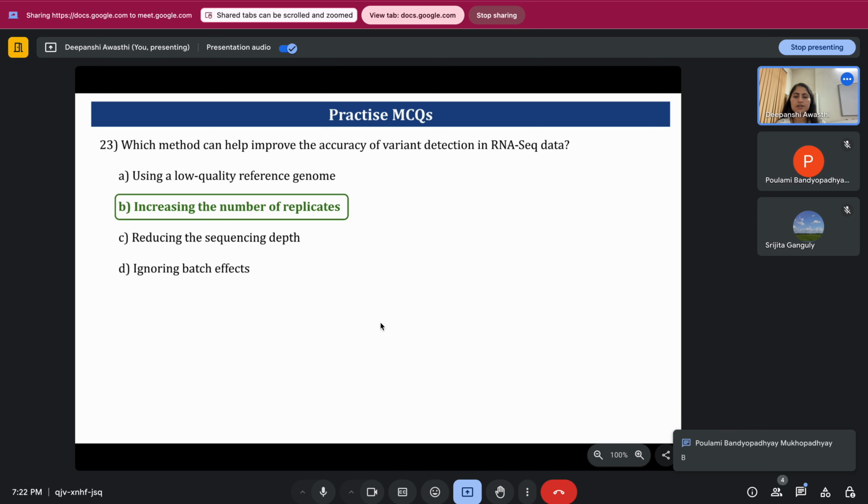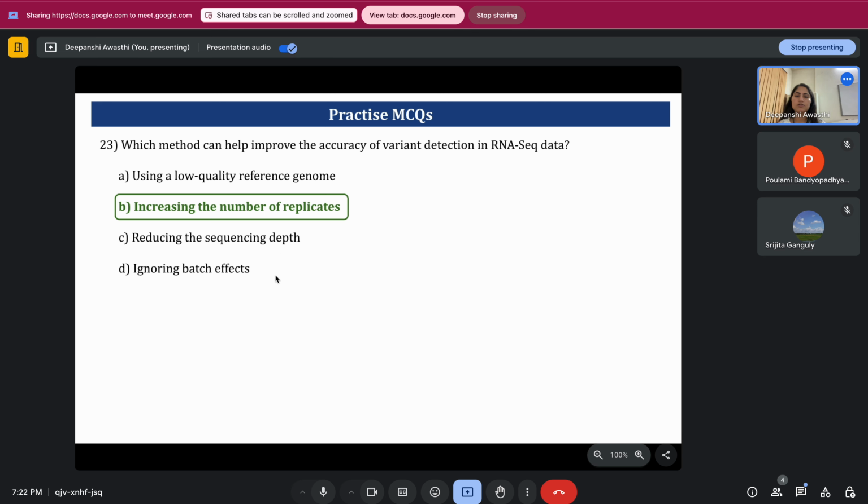Okay, yes, both of you are right. Increasing the number of replicates helps us improve the accuracy of variant detection, because if more replicates produce similar results, we will be more confident. Using a low quality reference genome, from the name itself we can say this is not right. Reducing sequencing depth, not at all, because if sequencing depth is low, it will lead to false positives, which are also not good for accuracy.